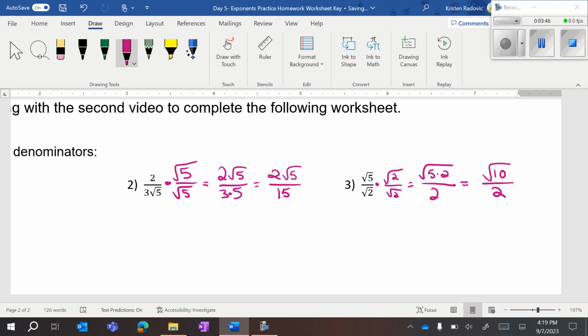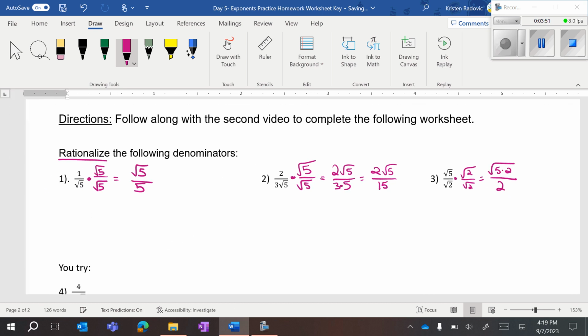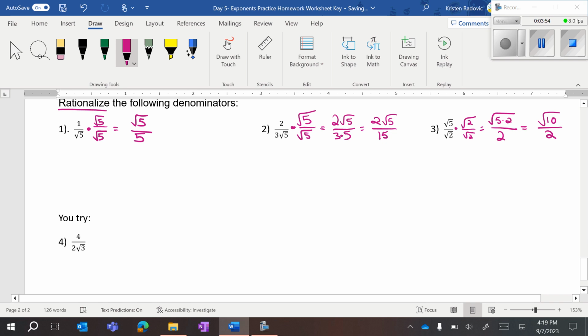So now that you know how to rationalize, why don't you try one example on your own, and we could check it out in class tomorrow.